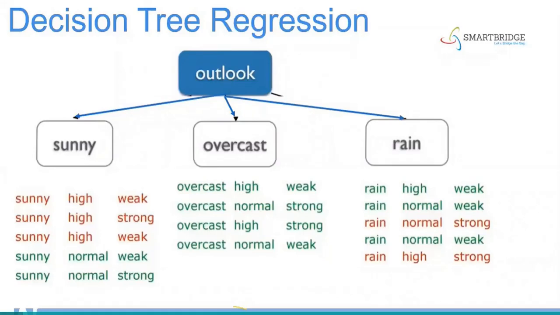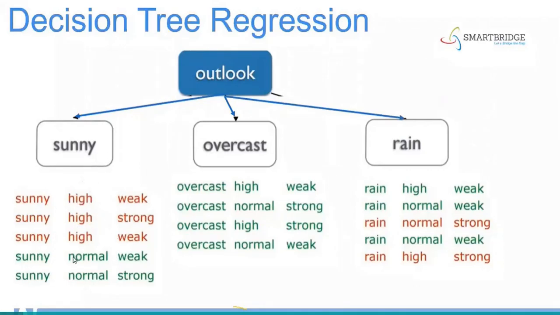So here, what is the pure set and what is the impure set? Overcast is pure. Sunny and rainy are impure because the overcast has all the yes values. Now, this sunny will be splitting into other subsets.